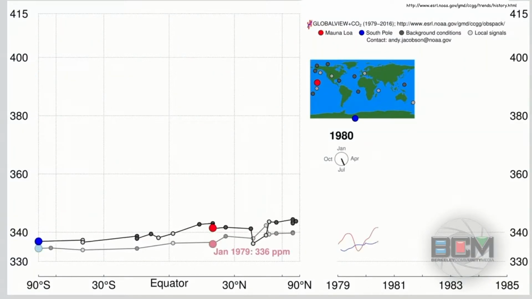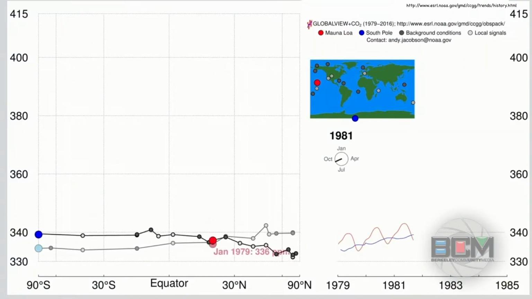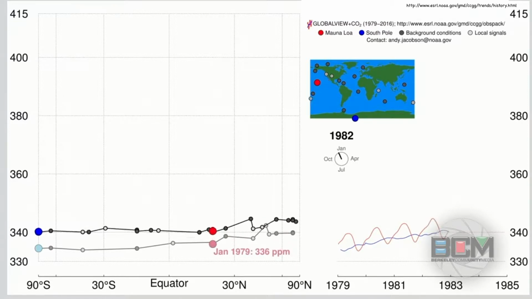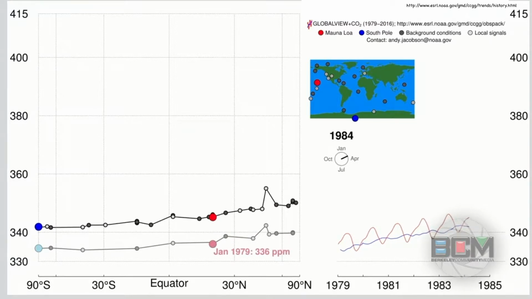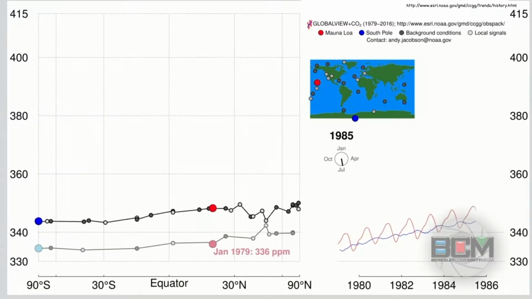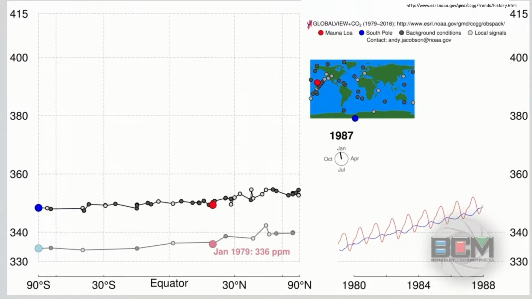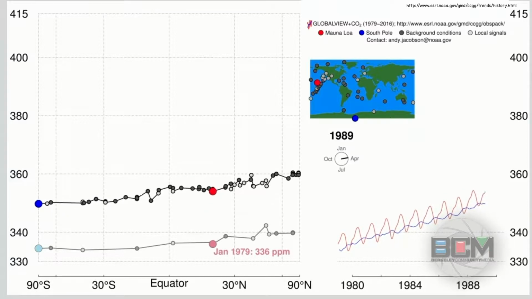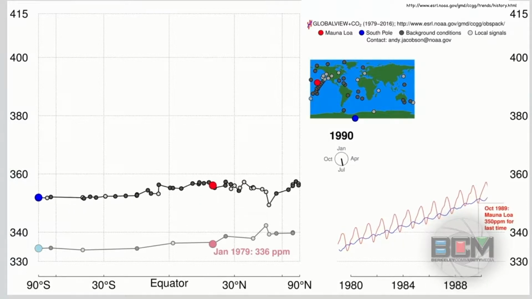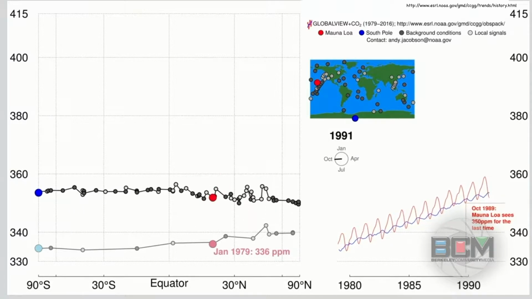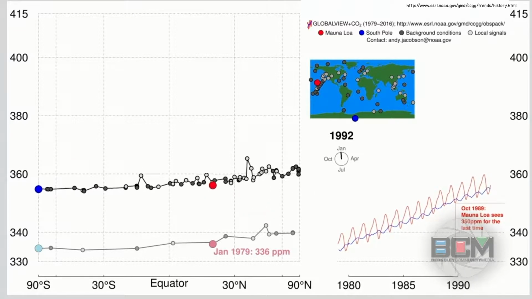So first of all, you'll notice that the concentration of CO2 in Hawaii goes up and down. That's this red curve here. The concentration of CO2 in the South Pole also goes up and down, and it goes up and down exactly out of phase with the CO2 in Hawaii. You'll notice that the average level across the planet is rising. That's also indicated by this climb.